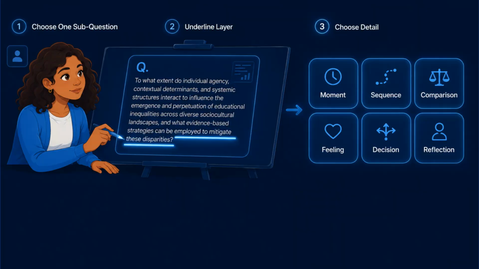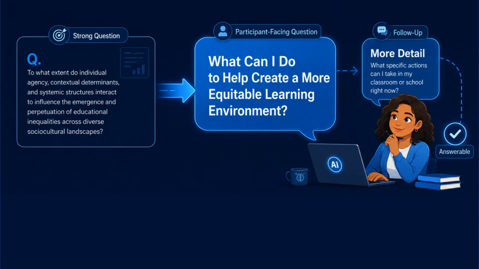Now try the practice move with your own study. Choose one interview sub-question. Underline the layer inside it. Decide what kind of lived detail you need: a moment, sequence, comparison, feeling, decision, or reflection. Then write one strong participant-facing question. If needed, write one follow-up that invites more detail. Check whether each question sounds like something a person can actually answer.